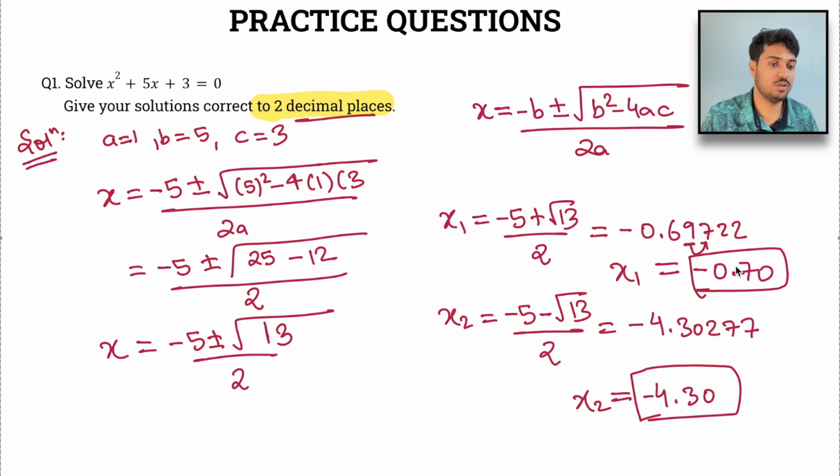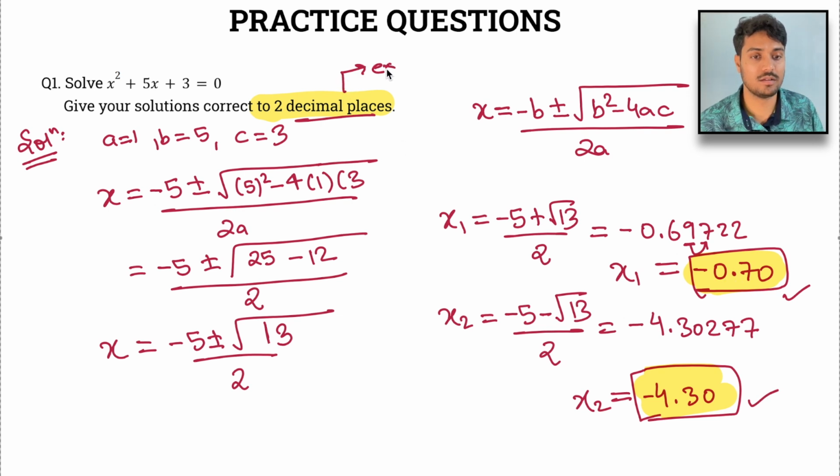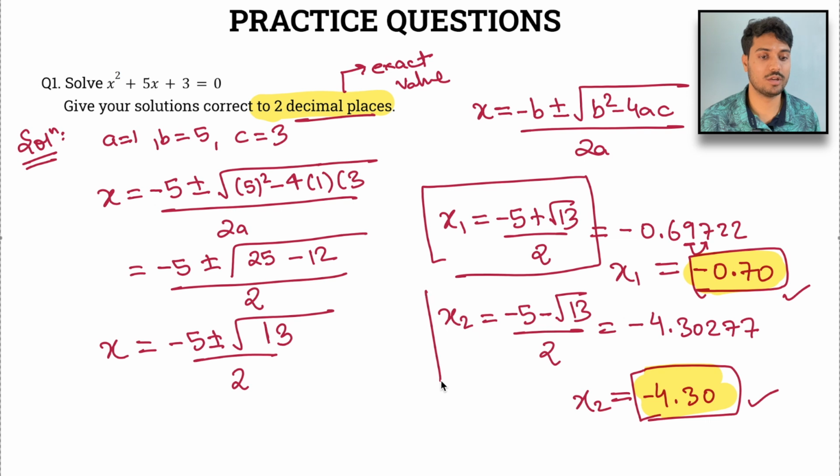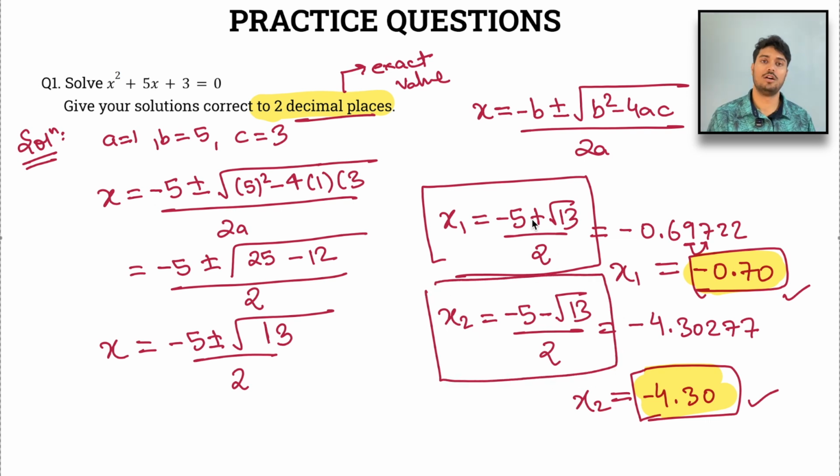So this is the x1 value, this is the x2 value. This is in case we have to round the answer correct up to 2 decimal places, or when it is mentioned that you write up to 3 significant figures or 1 decimal place. In that case we'll do this. But if they're asking us to write down the exact answer or exact value, in that case we'll leave the answer in root form, x1 like this and x2 like this, which is (-5 ± root 13) by 2, and that will be the answer.